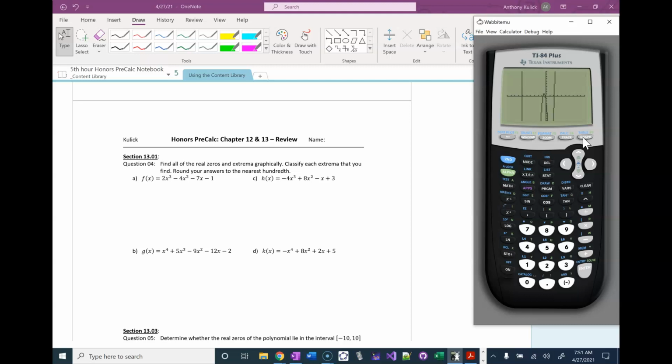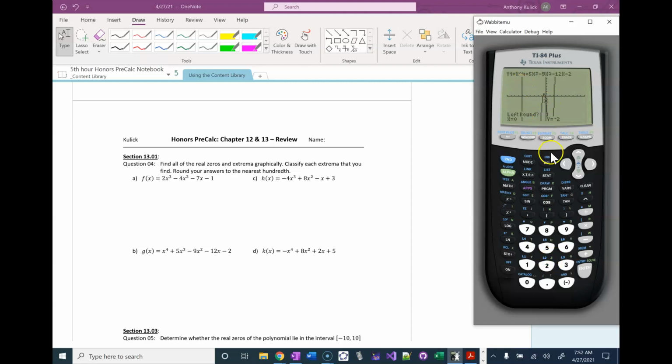So I see 4 x-intercepts, right? I see one here, here, here, and here. Those are my 4 zeros. To find one of those, I'm going to press second and trace and select the zero command.